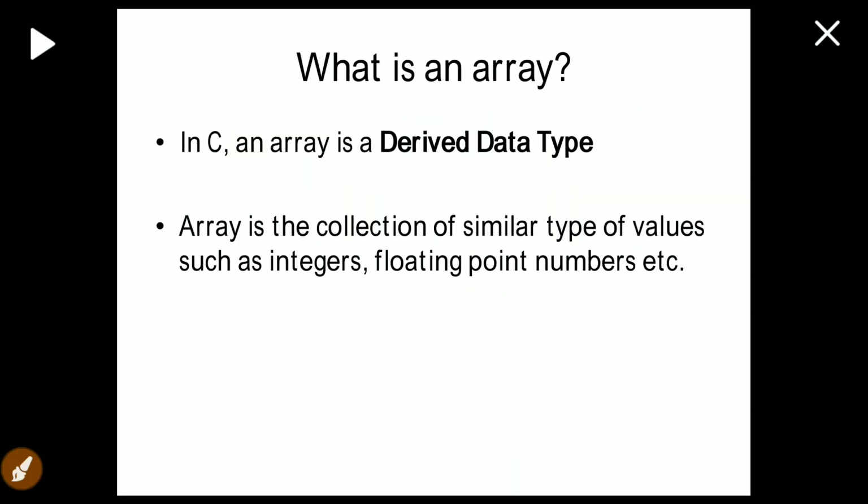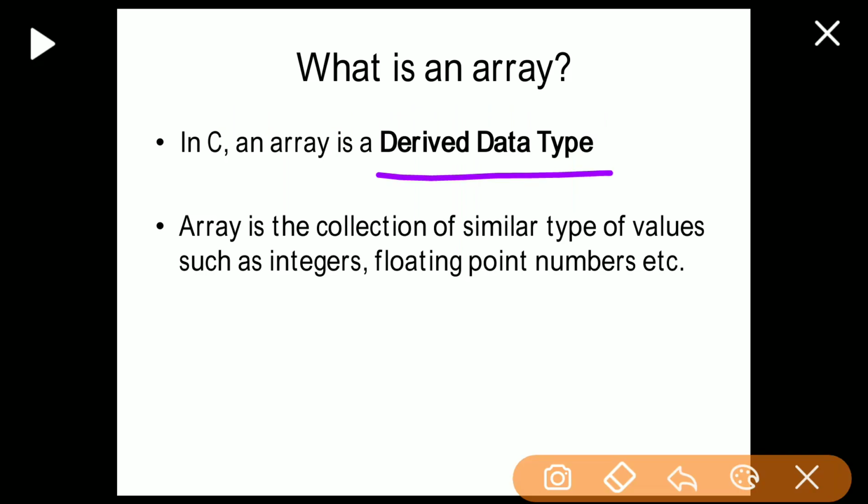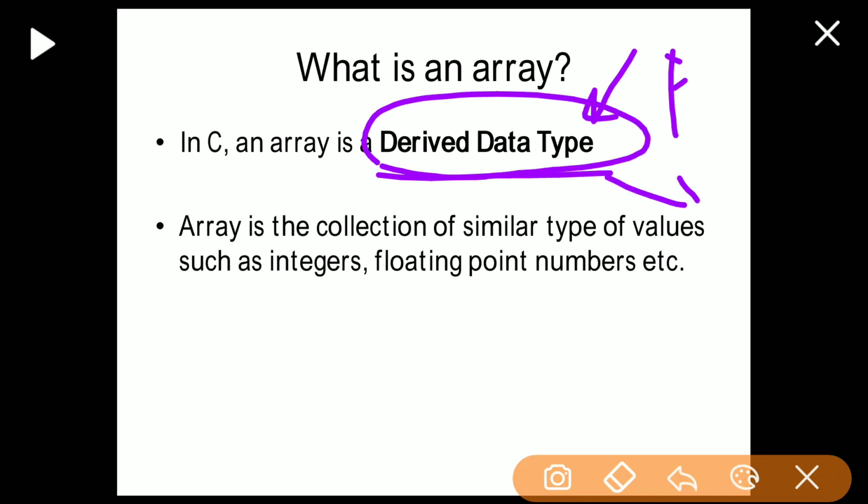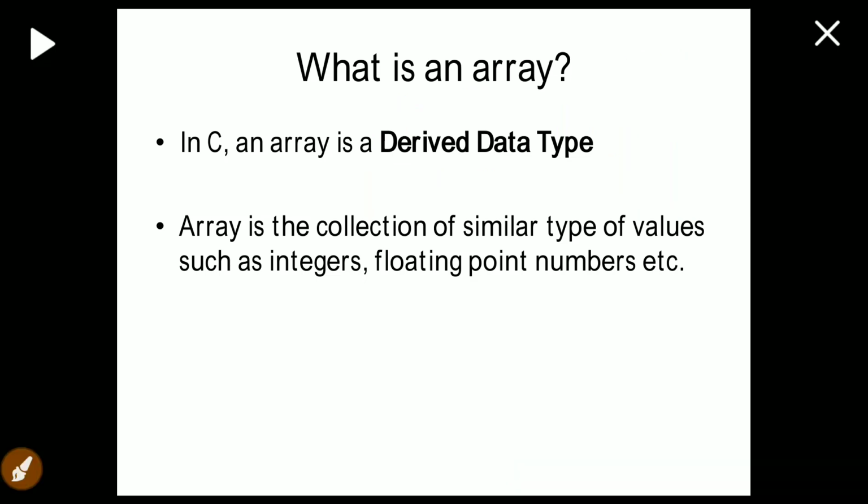So what is an array? Array is a derived data type. There are three types of data types in C: primitive, user defined and derived. You can create derived data types out of either primitive or user-defined data types. An array is a collection of similar type of values such as integer and floating point numbers.